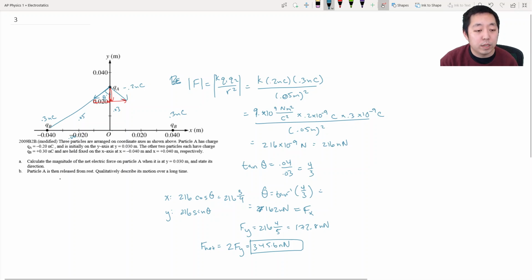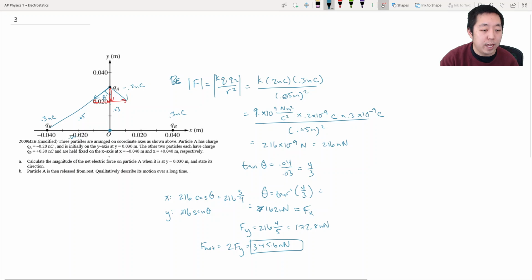Particle A is then released from rest, qualitatively describe its motion over a long time. Well, it's going to go downward, and it's going to continue having a y component of vector. The force is going to be, in the y direction, it's going to be 0, right, as it gets to this point. So it's going to fall downwards. Okay, so at this point, the force is downward, but you see, along this path, it's going to move downwards because the force is downwards, so that means when I let it go, it's going to fall downwards, and the force is going to go to 0.